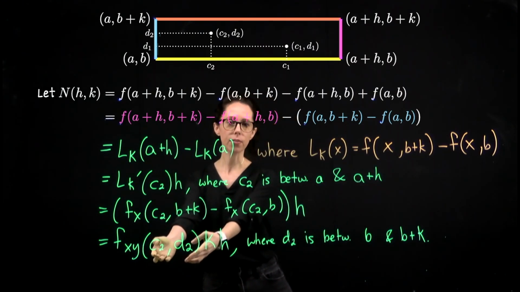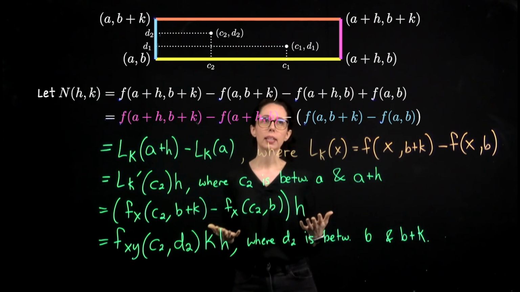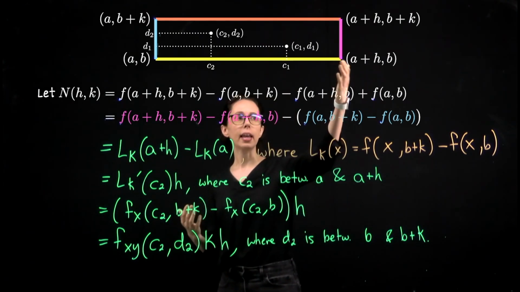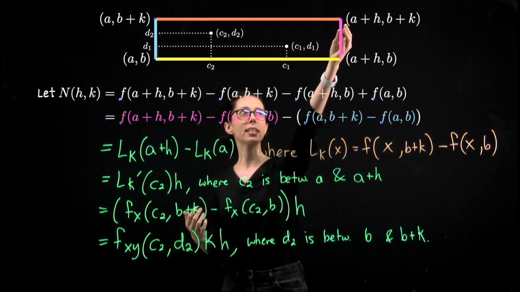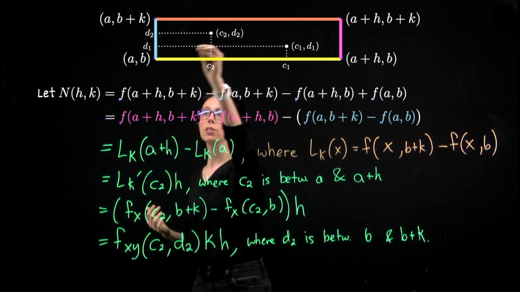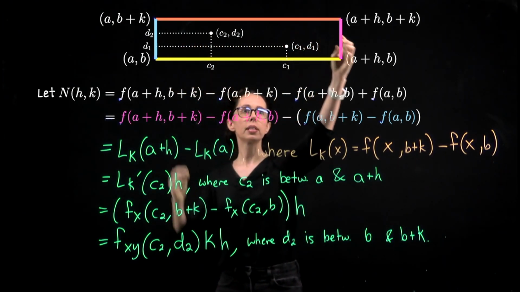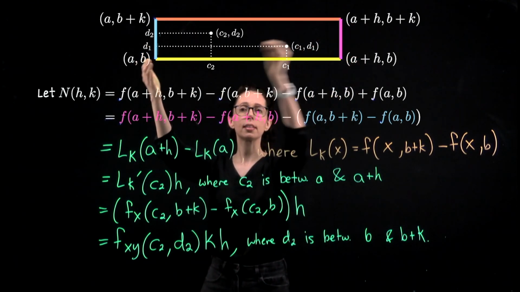Now these points are different, but what we're going to do in just a moment is say, if we take the limit as h goes to 0 and k goes to 0, that's kind of like taking this top right corner and dragging it to the bottom left corner. So we're going to let the width and height of this rectangle shrink to 0.